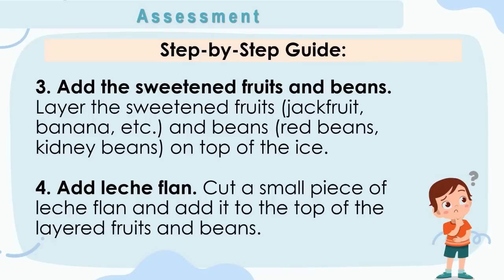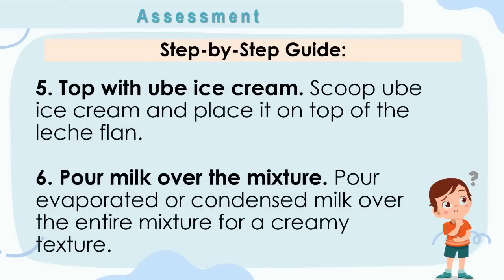Add leche flan. Cut a small piece of leche flan and add it to the top of the layered fruits and beans. Top with ube ice cream. Scoop ube ice cream and place it on top of the leche flan. Pour milk over the mixture. Pour evaporated or condensed milk over the entire mixture for a creamy texture.